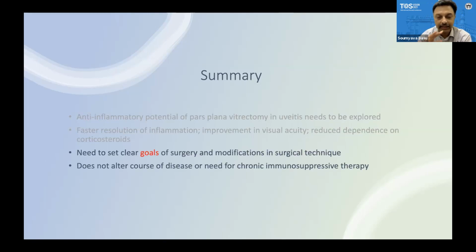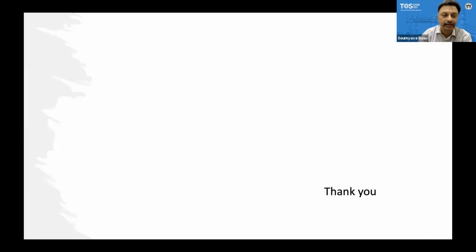We need to clearly understand the purpose of doing this vitrectomy and set clear goals for the surgery, and always keep in mind that doing the surgery does not alter the course of disease, and these patients will still need chronic immunosuppressive therapy.